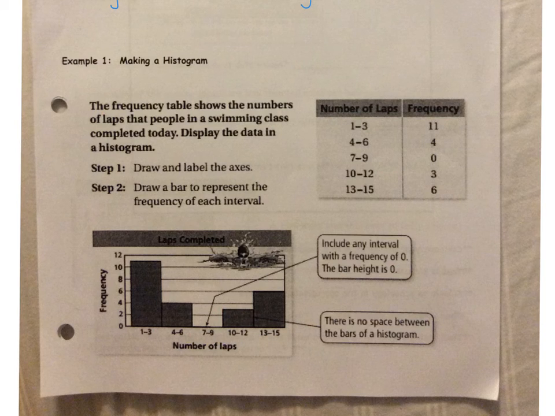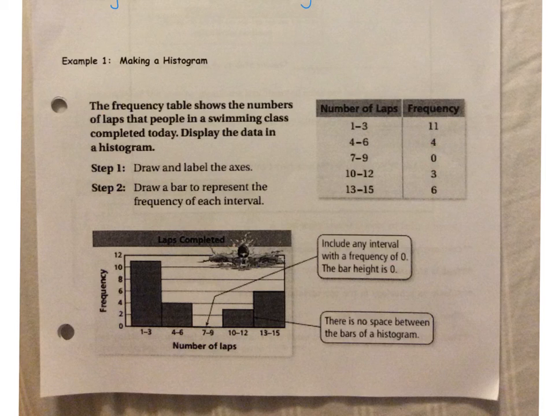There is no space between the bars of a histogram. We talked about that a little bit above. It's different from a bar graph. There's no space between each bar unless we're leaving a gap to show that there's a frequency of 0. But each bar of a histogram should be attached to the bar next to it. One other thing to note is that all histograms should have a title. In this case, it's laps completed.